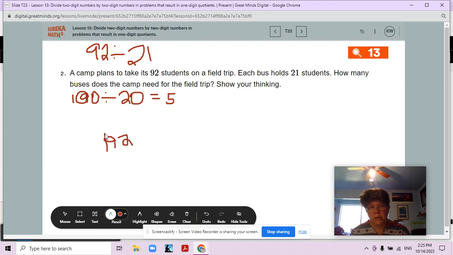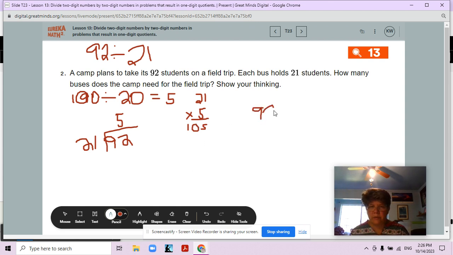92 divided by 21. It's only 1 from the estimate, so that's not too bad. Okay, 5. All right, 21 times 5, using the real numbers to multiply. 5 times 1 is 5. 5 times 2 is 10, 105. Did you see that coming? Yeah, so we got to go down 1.